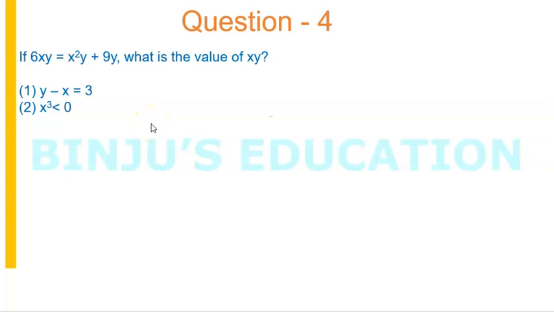All right, let's see what we can do with this one. So it says that 6xy is equal to x square y plus 9y, and we need to find out the value of x into y.